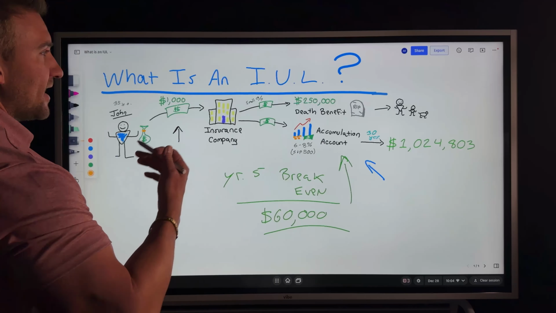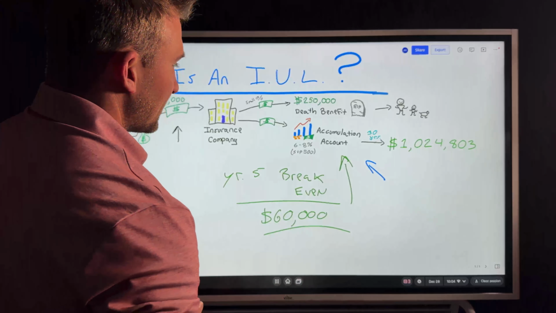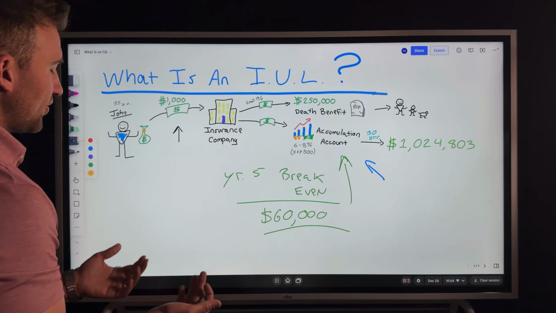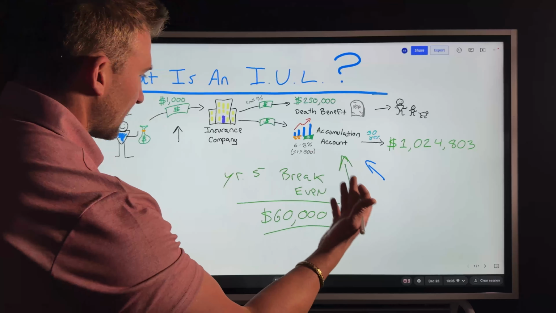What is an IUL? An IUL is an indexed universal life insurance contract that is provided from an insurance company. What you do is, in exchange for money, they give you a contract that guarantees money.